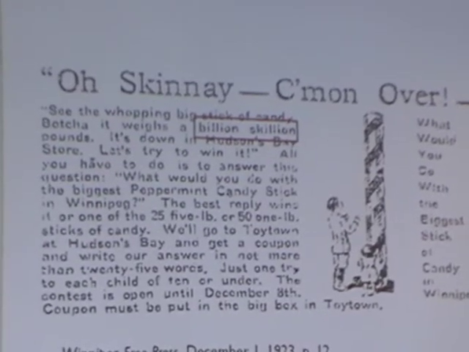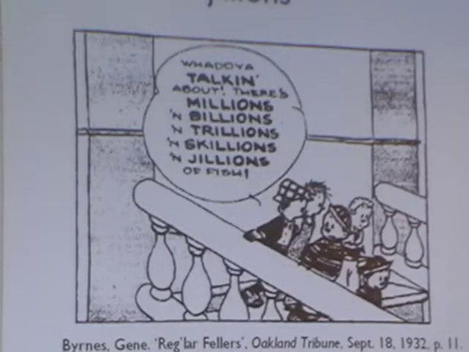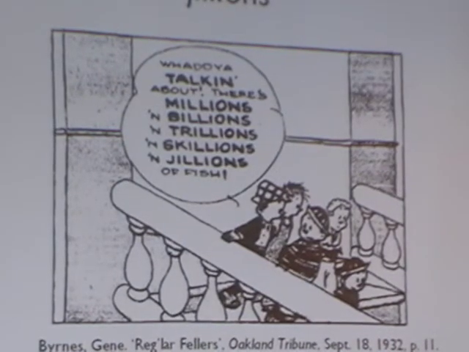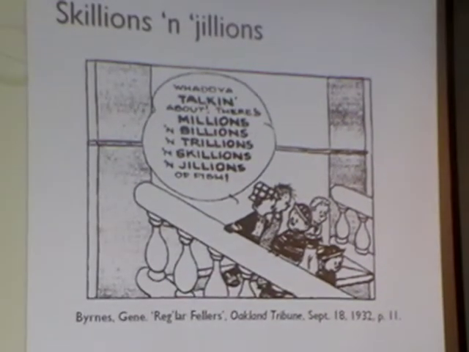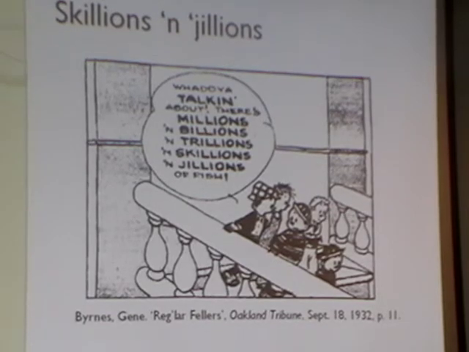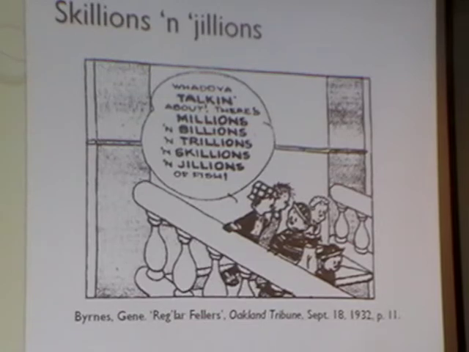And we later see it, for instance, in this. This is the comic strip writer Gene Burns, who's well known for his very famous comic Regular Fellers, used skillions quite a bit, and this example is from the Oakland Tribune from the 1930s.